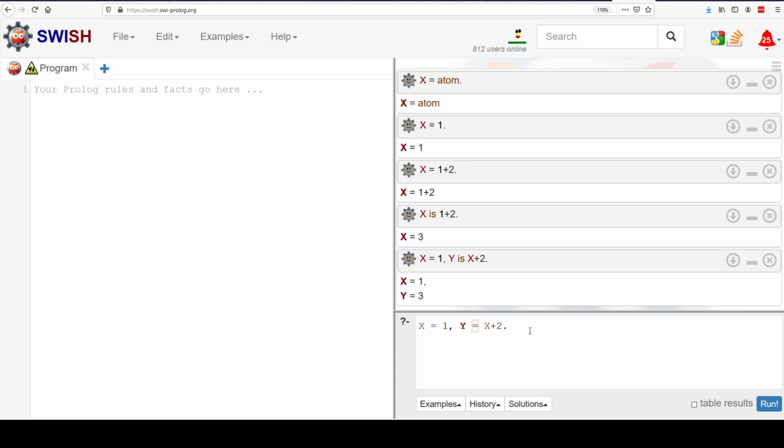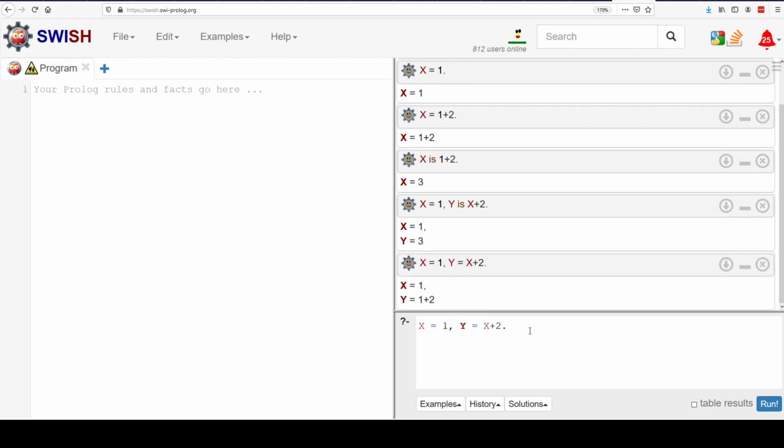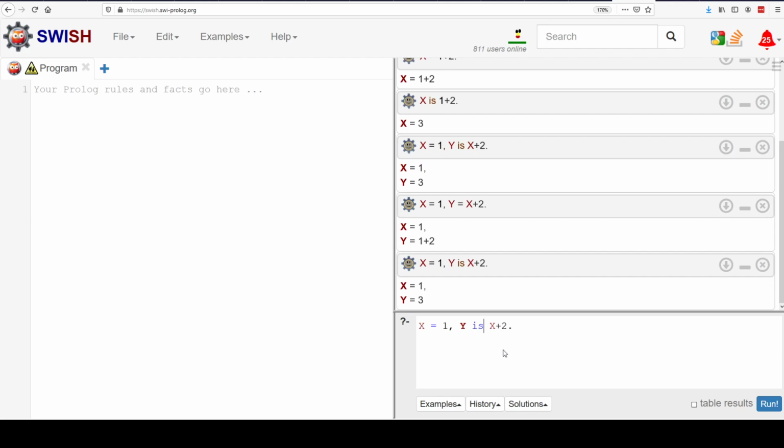If we messed up and left an equal sign here, though, then y becomes 1 plus 2, right? So anytime we have a mathematical expression, plus, minus, times, divided by, we need to use is. Otherwise, the equal sign will work.